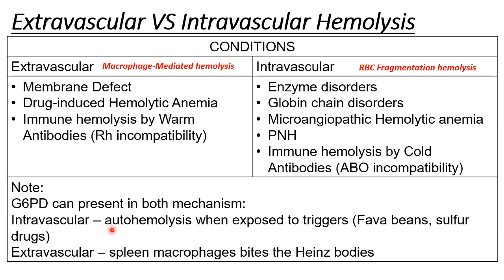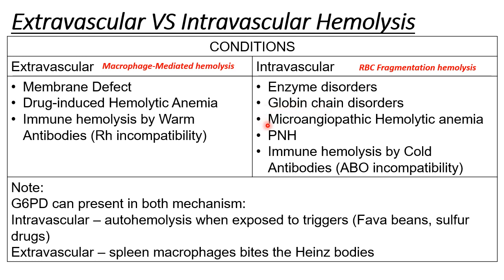Okay? Kapag nagkakaroon ng autohemolysis when exposed to triggers such as your intake of fava beans and intake of sulfur-containing drugs. Okay? Pwede rin silang extravascular kapag pumunta yung RBC sa spleen and therefore, kakainin niya yung Heinz bodies present sa loob ng RBC. Okay? So, pwedeng dalawang mechanism sa G6PD. Okay, going back to the other conditions. Globin chain disorders. So, ang mga halimbawa nito are your number 1, hemoglobin S present in sickle cell anemia and thalassemias.